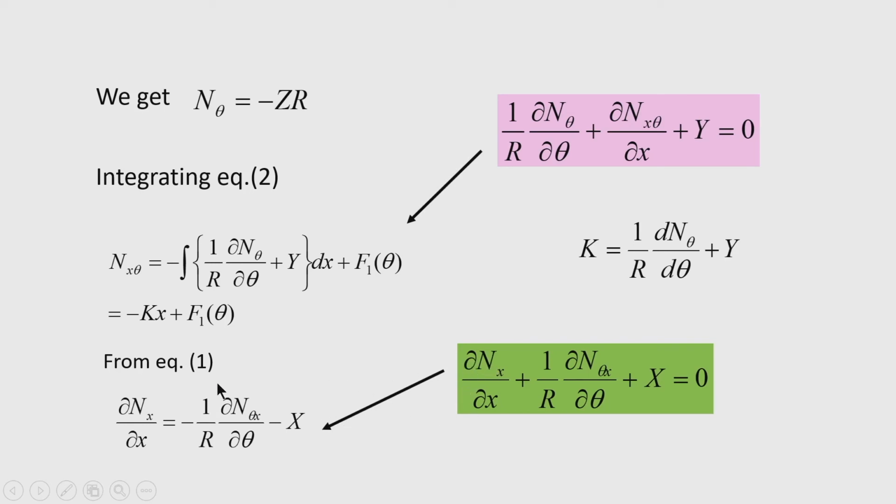So, you can substitute this ∂N_x/∂x is kept in the left hand side. In the right hand side, the quantity 1 plus r ∂N_xθ/∂θ is transferred with a negative sign, and also plus X is transferred with a negative sign. So, now this expression has to be integrated.